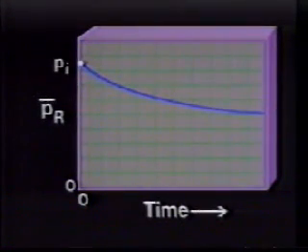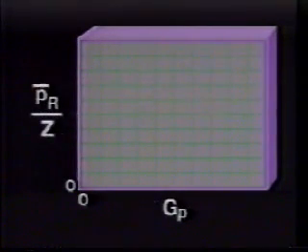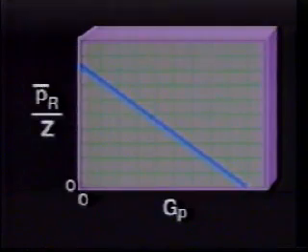One of the more important plots for estimating reserves is that of the average reservoir pressure, P sub R bar, versus time. Either pressure buildup tests or observation well data are used for this plot. Finally, we should remember that for fixed volume gas reservoirs, the average reservoir pressure over Z, the compressibility term, will plot as a declining straight line function of the cumulative gas produced on linear coordinate paper.